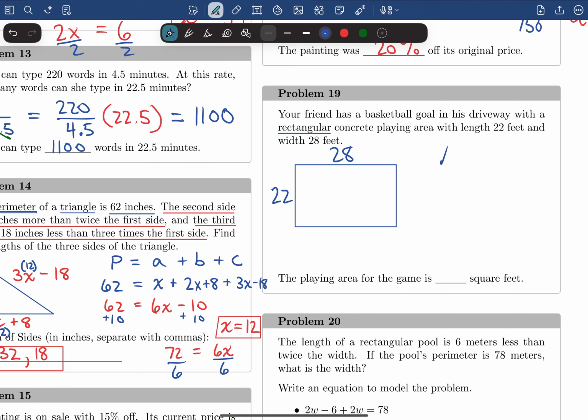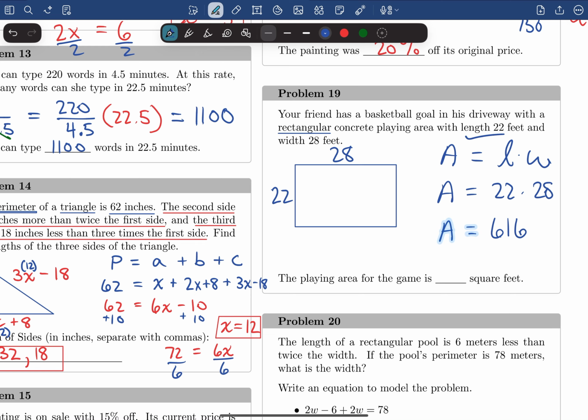Well, how do you find the area of a rectangle? You multiply length times width, right? This was our formula for the area of a rectangle. Let's input the things that we know: the area would then be the length of 22 times the width of 28. And 22 times 28 is 616.